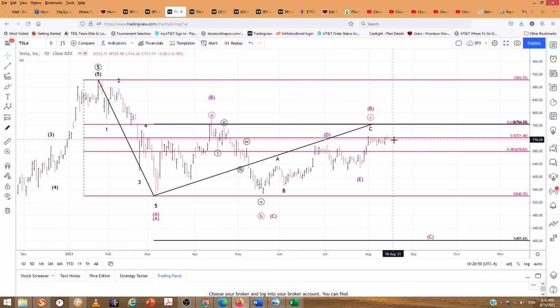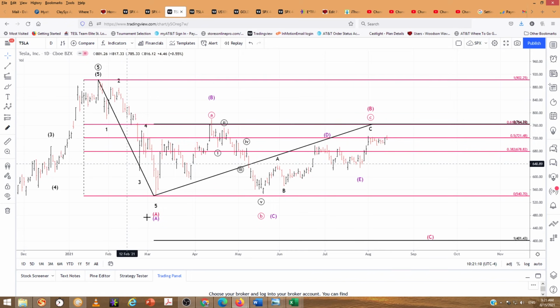And we have our parameters there. This is the really key part right here, the 618. You can see where this wave went just above it, and that 618 is 764. That's a key place to get above, or it could mark a double top, which we'll get into with the bearish count.